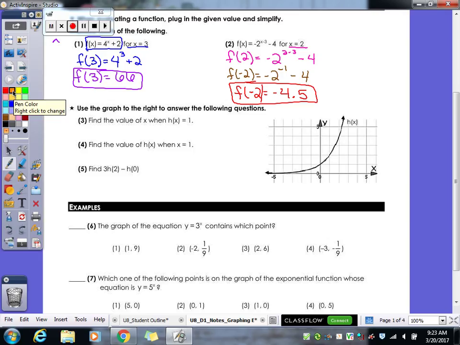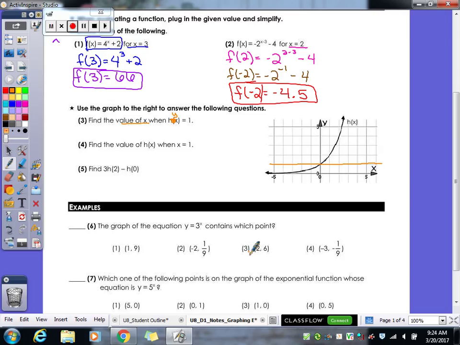So here we have a picture of a graph over to the right, so they want us to get our answers off of the graph. We're looking for the value of x when h of x equals 1. Remember, h of x, if we were to put it in the calculator, is the same as our y. So we're really looking for when your y value is 1, which would fall along this horizontal line right here. Remember, if you have y equals a number, it's always a horizontal line.